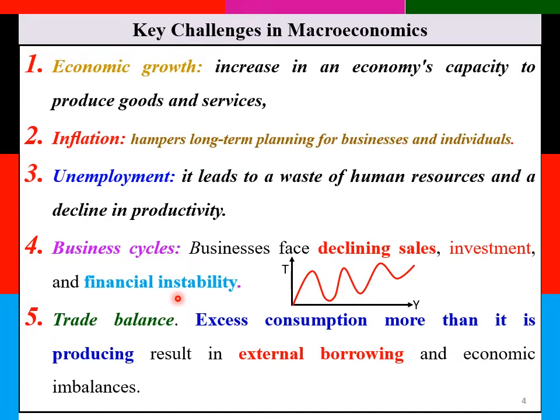And it causes instability of what? The price fluctuation. So this can affect the macroeconomy. Trade balance also matters: excess consumption more than what is being produced. Especially if there is a trade deficit, it causes what? Excess consumption more than what is produced, and then it affects the macroeconomy.